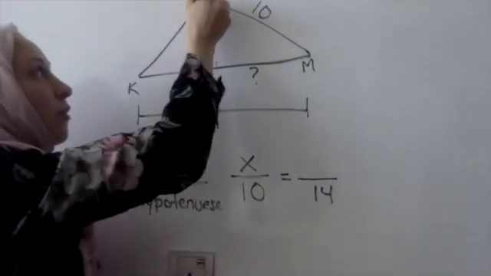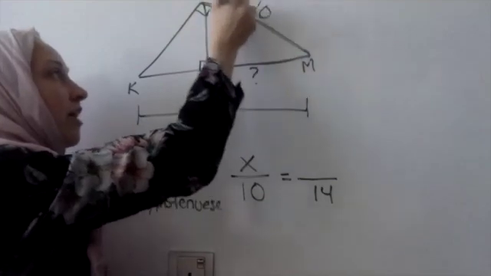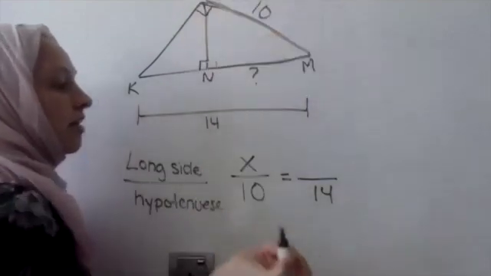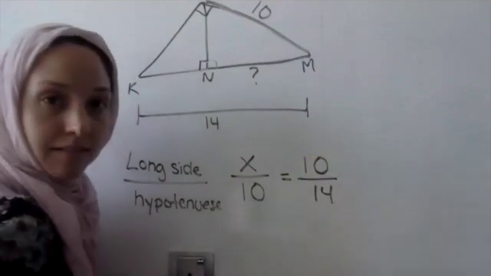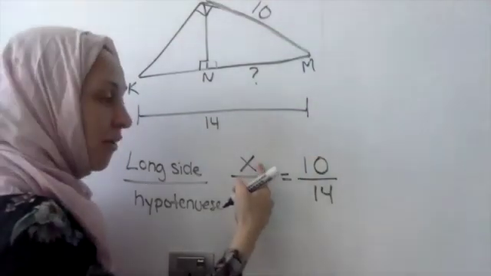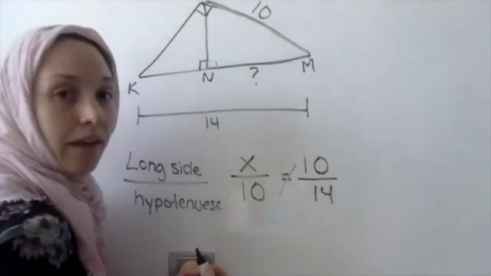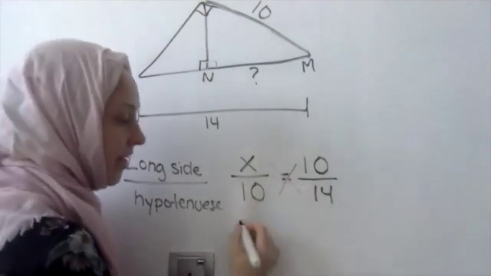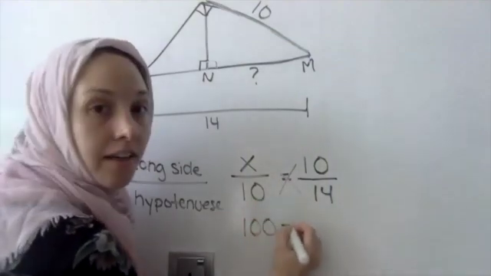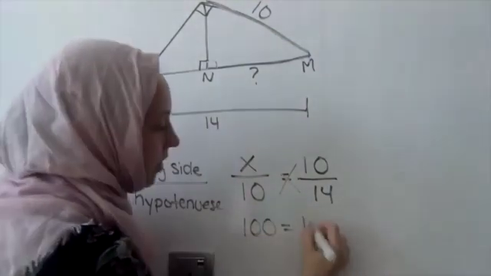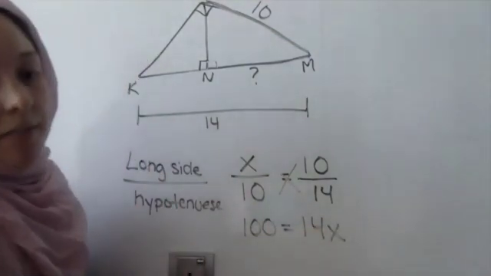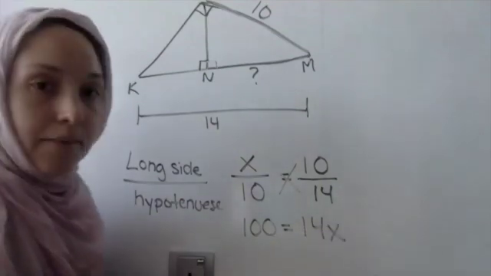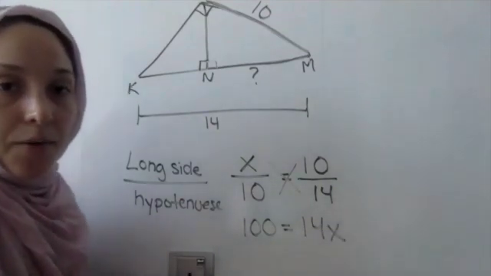And I know the long side of my big triangle. What's the long side of my big triangle? 10. So now how do I find x? I just cross multiply. 10 times 10 is 100 equals 14x. Divide by 14, divide by 14. Does that make sense?